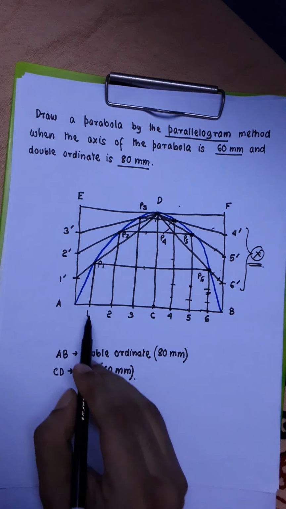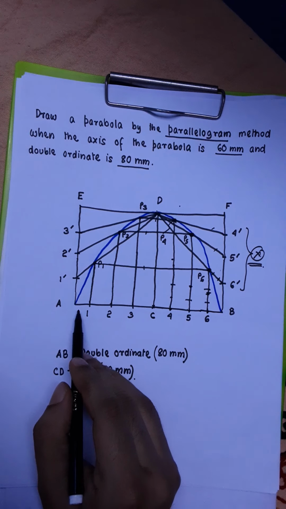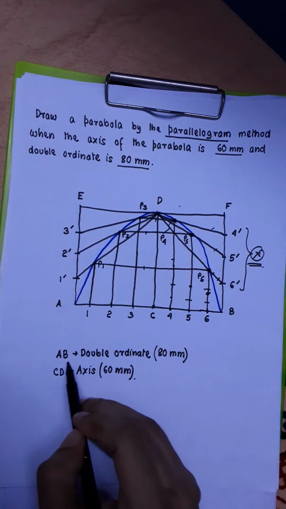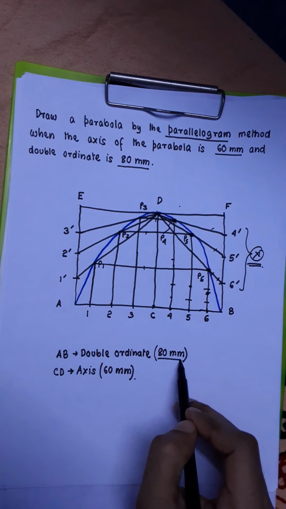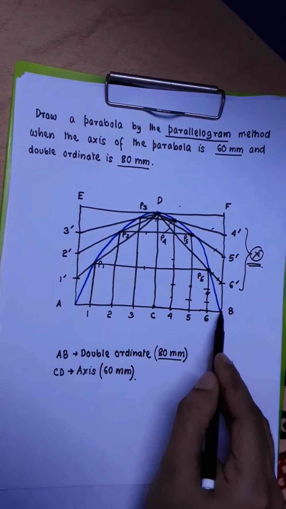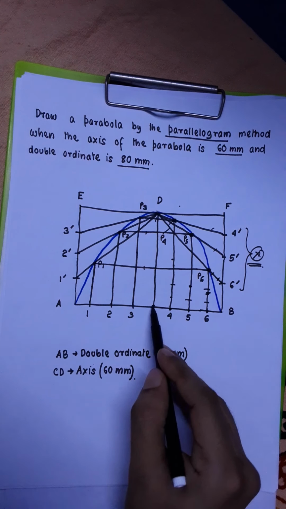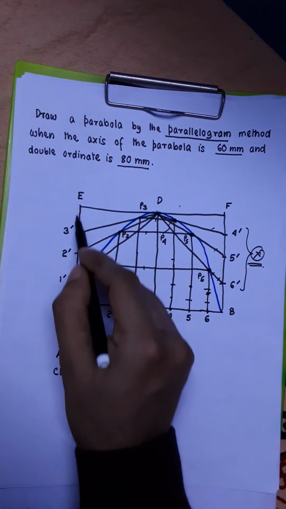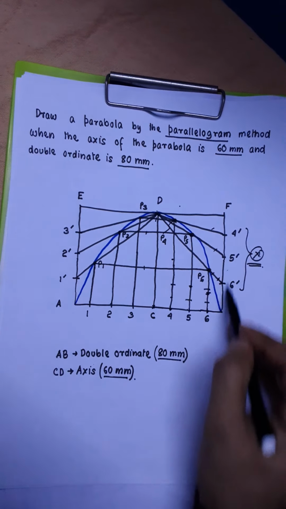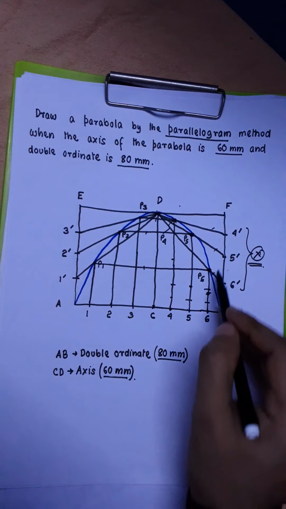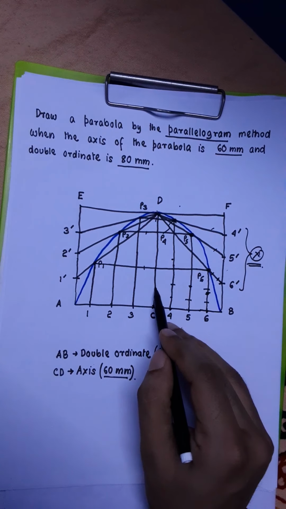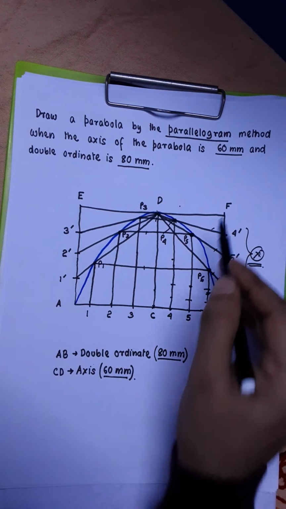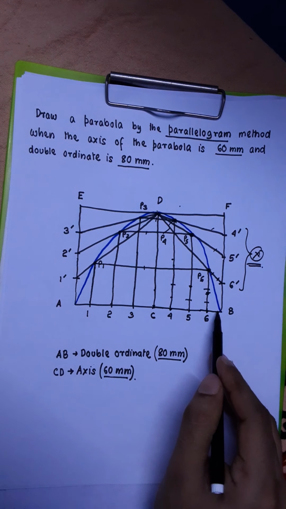So I would like to summarize the different steps before completing this video. First, you draw the double ordinate with the given length 80 mm. Call the two ends of the double ordinate as AB. Through the midpoint of the double ordinate, you construct the axis CD whose length is 60 mm. Then you complete this rectangle AEFB such that AE and FB are equal and parallel to the axis CD, and the side EF is equal and parallel to the double ordinate AB.